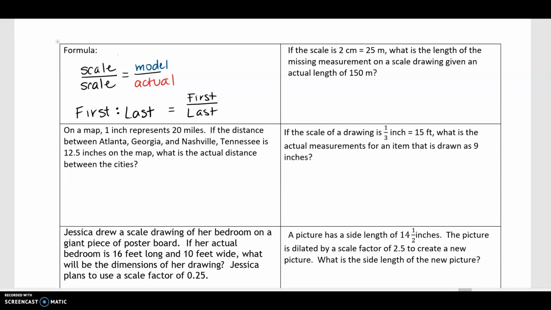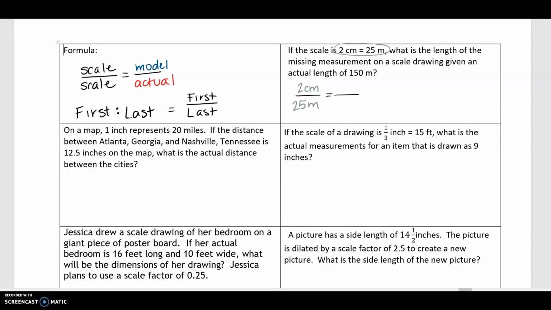Okay, so with that being said, let's jump right into these examples. The first one says, if the scale is 2 centimeters equals 25 meters, what is the length of the missing measurement on the scale drawing given an actual length of 150 meters? Okay, so we're going to go ahead and set up our proportion. And on the left side, I always write the scale that they gave me. So they told me that 2 centimeters is equal to 25 meters.